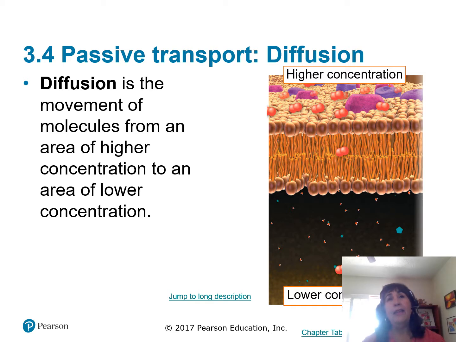So when we say that molecules move across a membrane, the more appropriate word is diffusion, especially if it's passive transport. Remember, passive means it requires no outside energy. It moves from a high concentration to a low molecular concentration. This is called diffusion. So diffusion is the movement of molecules from an area of high concentration to an area of lower concentration.